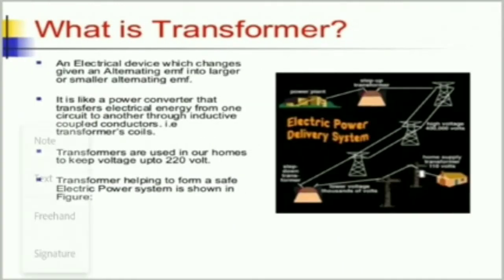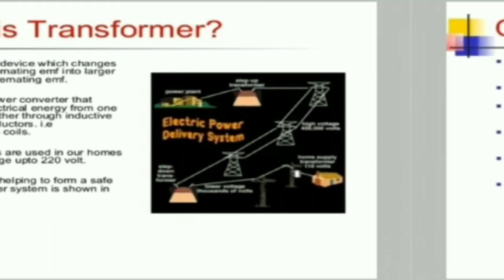What is a transformer? An electric device which changes a given alternating EMF to a larger or smaller alternating EMF. It is like a power converter that transfers electrical energy from one circuit to another through inductively coupled conductors. Example: transformer coil. Transformers are used in our homes to keep voltage up to 220 volts.